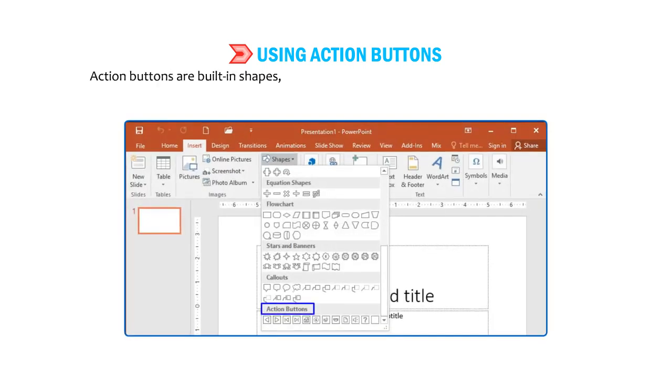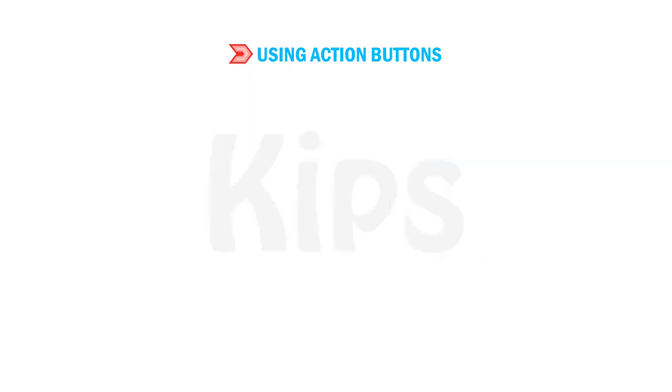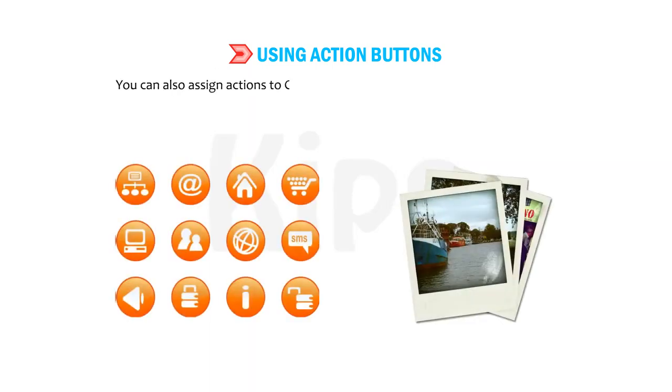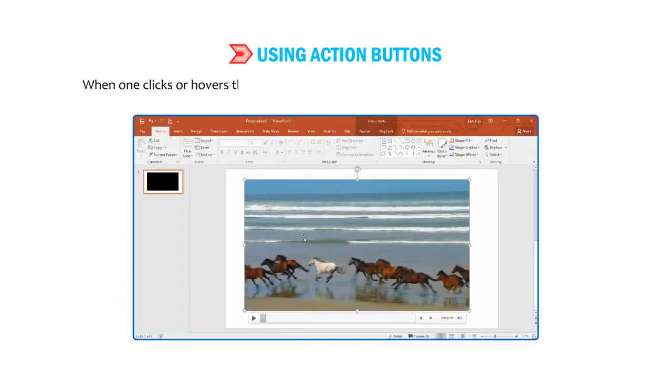Action buttons are built-in shapes which you can add to a presentation and set a link to another slide, play a sound or perform some other action. You can also assign actions to clip art, pictures or the text in SmartArt graphic. When one clicks or hovers the mouse pointer on the button, the selected action will occur.